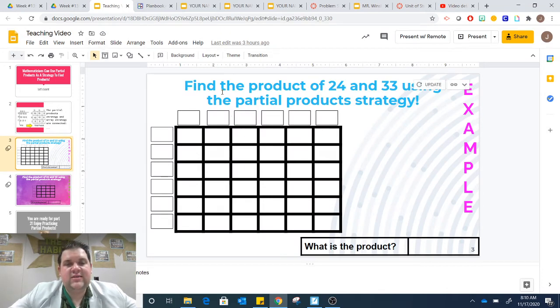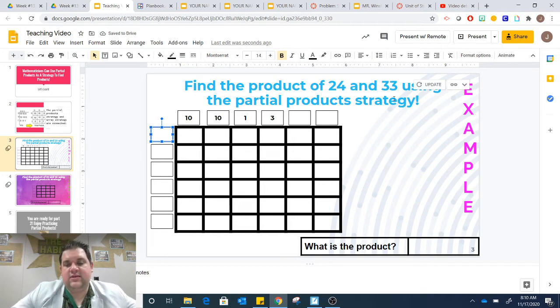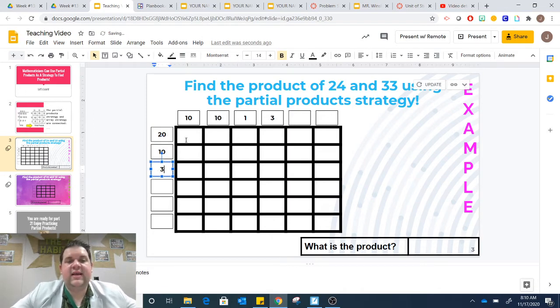So the first one here says find the product of 24 and 33 using the partial product strategy. So what I'm thinking is that 24 I can decompose into 10, 10, 1, and 3. There's 24. 33 I can decompose into 20, 10, and 3.